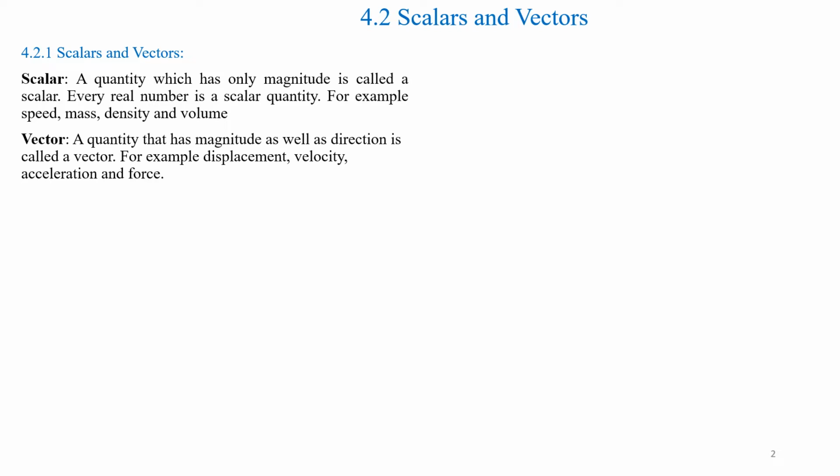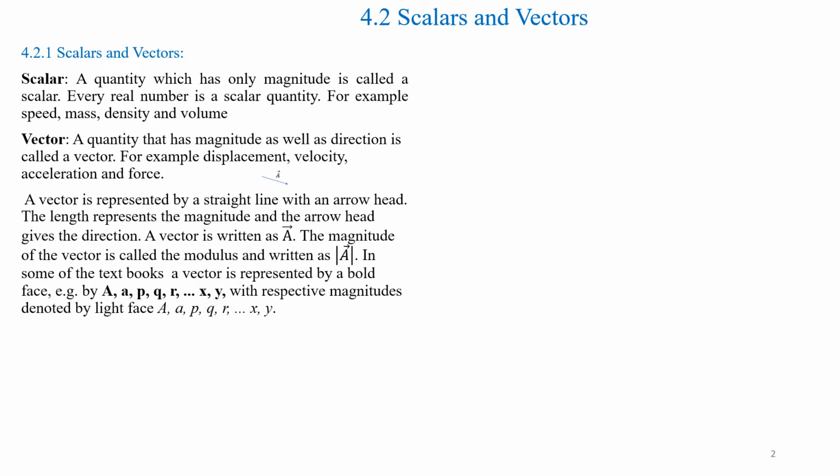Vector. A quantity that has magnitude as well as direction is called a vector. For example, displacement, velocity, acceleration, and force. A vector is represented by a straight line. Please see the figure here. This is a vector. This is a straight line with an arrowhead. The length represents the magnitude and the arrowhead represents the direction.